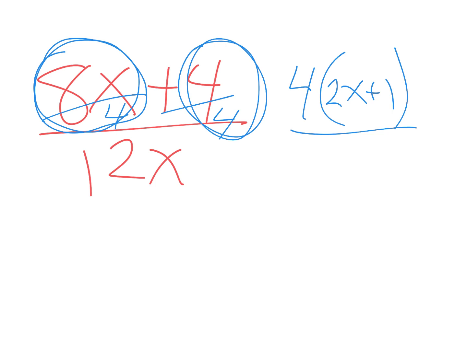Alisa, how about the 12x? All right. So 4 comes out, and I have 3x. I assume that's what you meant. Is that what you meant? Did I ever draw it right there?